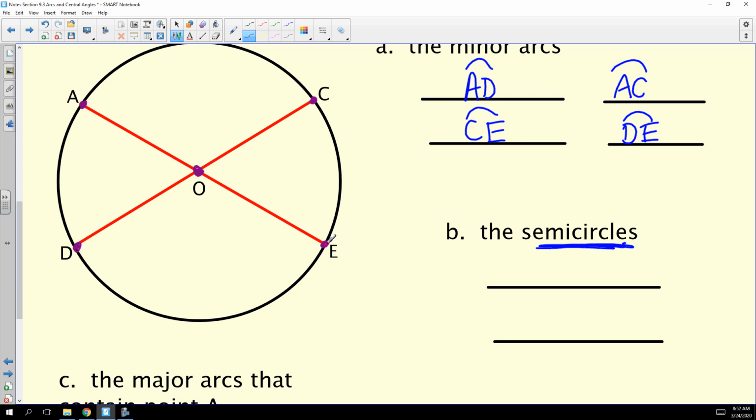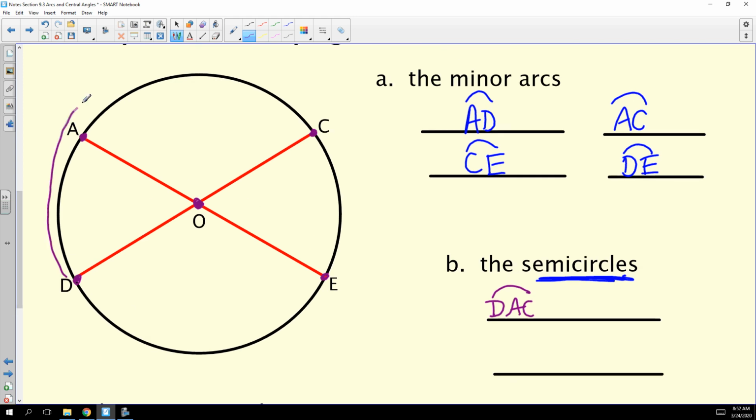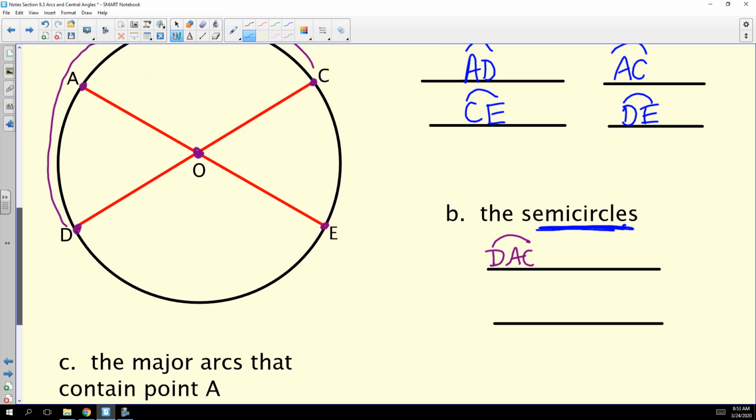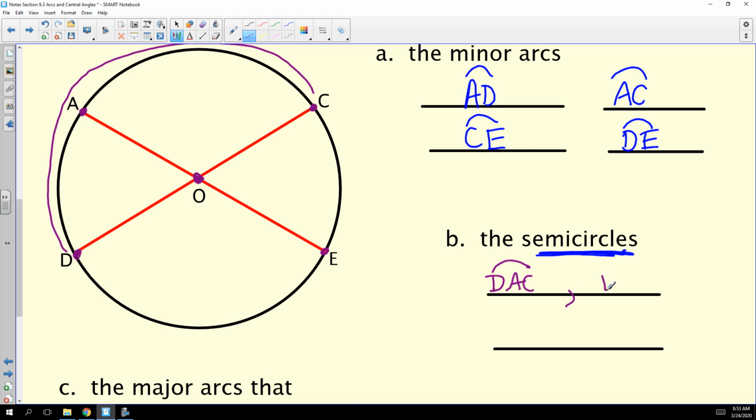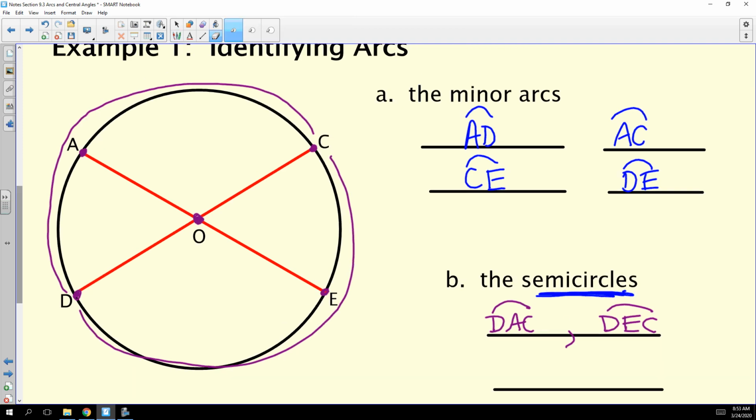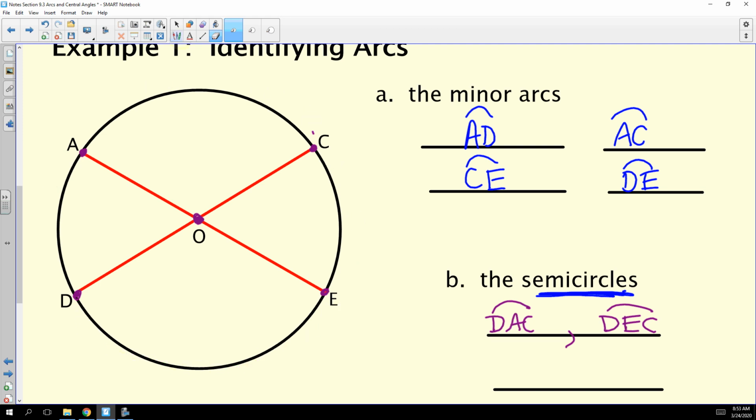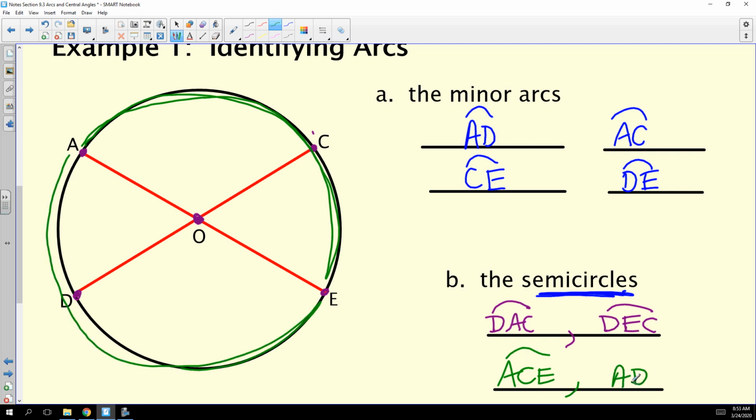So I'm going to say arc DAC, that's starting at D and heading around the circle through A until I get to C. That's a semicircle. And if I go the other direction, I could say arc DEC is another one heading in the opposite direction. Okay? All right, then I'm going to erase those for just a second so that you can see the other ones. And if we want to talk about another semicircle, arc ACE right here, and arc ADE right here. That's another good one right there, okay? Alrighty.